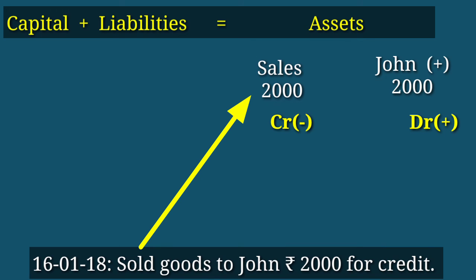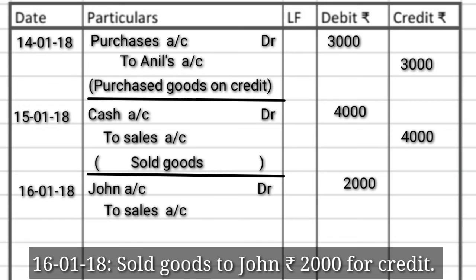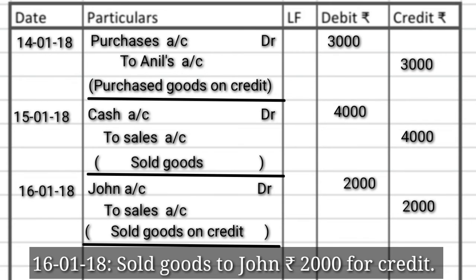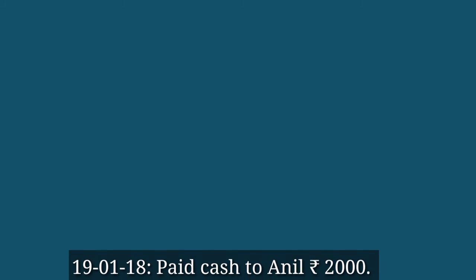We should write sales account because the event is sales. Now we can write the journal entry. Date column, date 16th January 2018. And particulars column: John account debtor, rupees 2000 in debit column, to sales account, 2000 in credit column. And the narration is sold goods on credit. And draw the line. Then we can check another transaction.